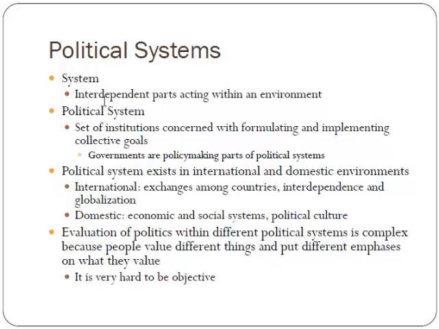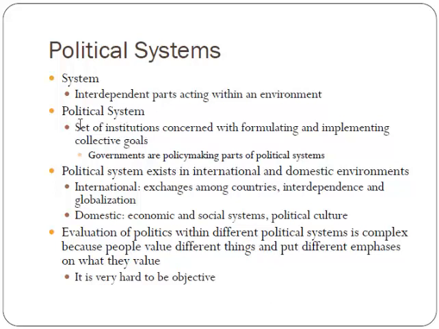A system is interdependent parts acting within a government. You can have a government with many different components. For example, in the United States, you have Congress, which is one part, which makes the rules. You have the president, who enforces the rules. You have the courts, who decide cases. You have the administrative agencies, which deal with things like transportation, food and drugs, things like that. And they all work together within a governmental system, which is what we have.